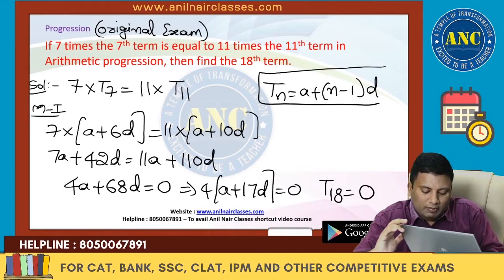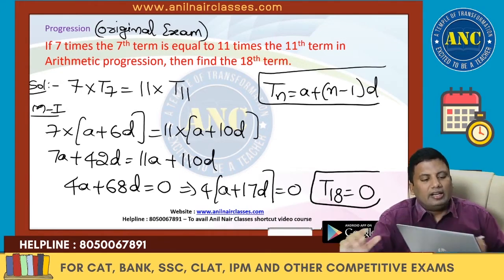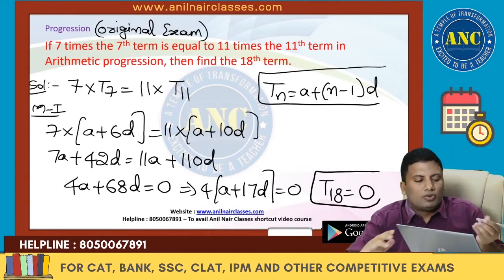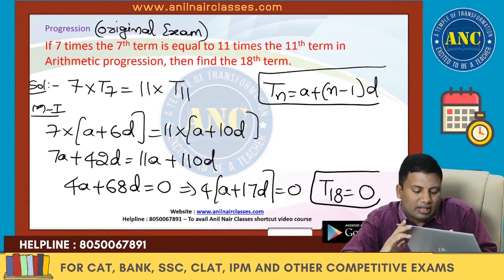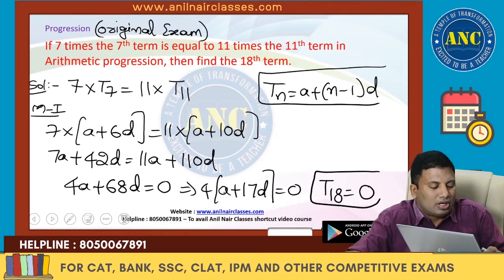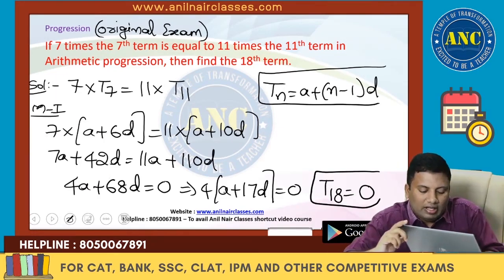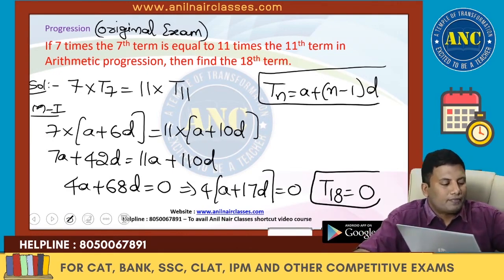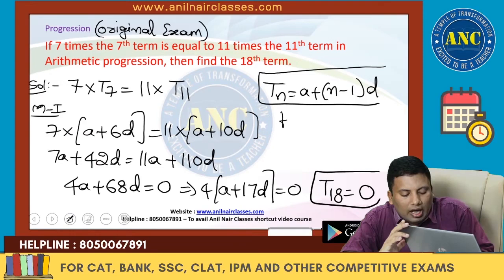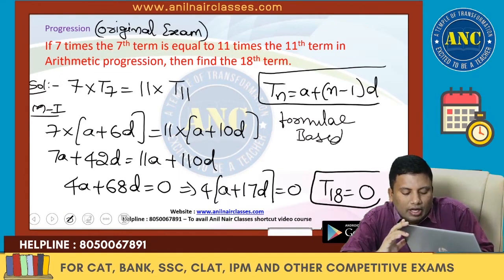a plus 17d is nothing but T18. T18 is equal to 0. So, what we did is a formula based question. Directly we substituted the formula and we got the answer. It is a pure formula based question.